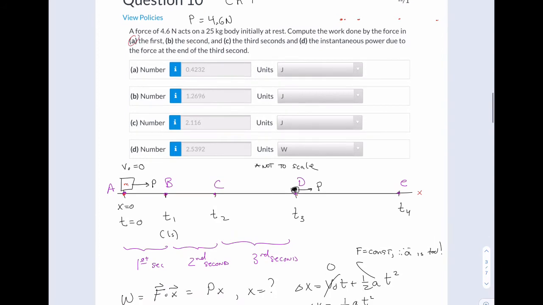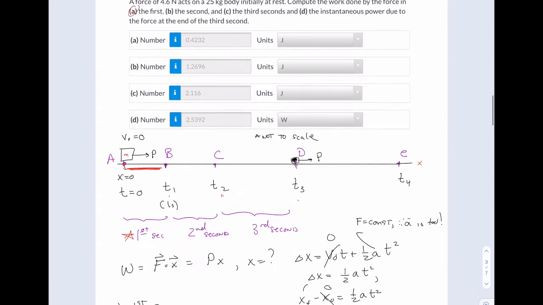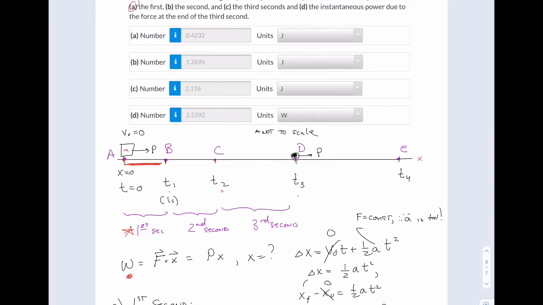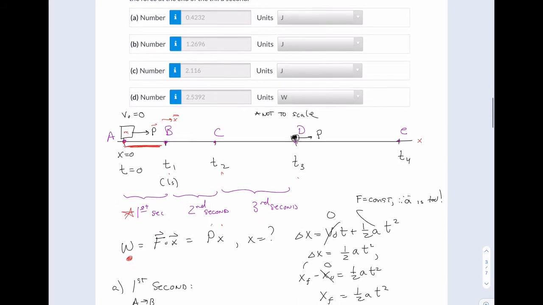Okay, so it helps to draw this picture. So if this is time 0, 1 second, 2 seconds, 3 seconds, this interval here, that's the first second. They want the work done by that force P during the first second. Well, the definition of work is force dotted into the distance. Well, I call the force P. So it's the force times the distance x, which we have to find, times the cosine of the angle between them. Okay, but the angle between P and x is 0, and cosine of 0 is 1.